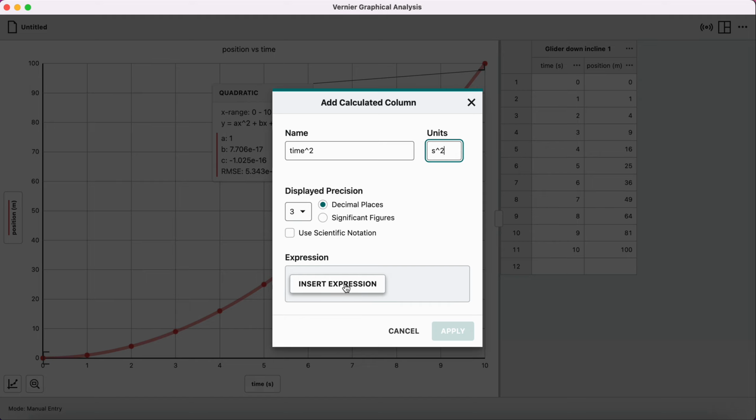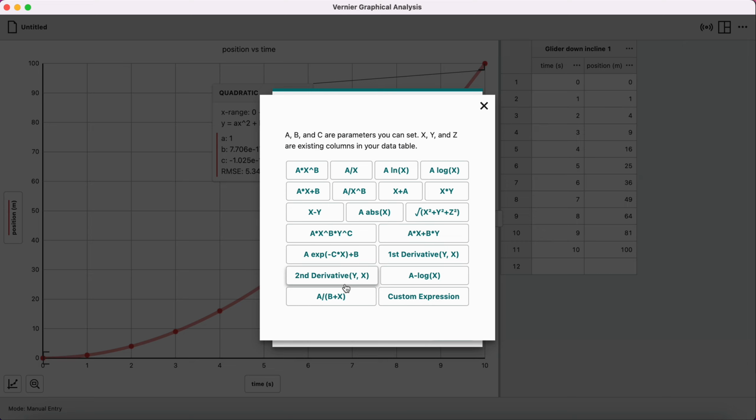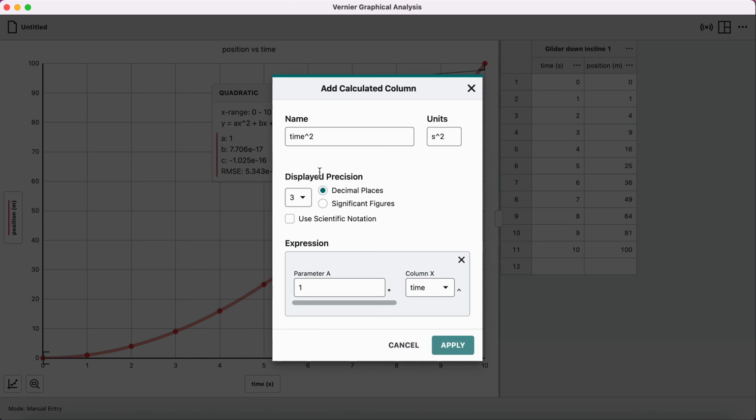Now I want to insert the math expression I'm going to use to calculate this. I'm going to look at all of the different math options I have, and I want to raise something to an exponent. A and b are constant values in all of these. Here, a times x to the b means I can put a coefficient in front of my data, and I can raise it to some exponent. X is data that I can insert here. So I want a times x to the b. Parameter a, I just want it to be 1. I don't want to multiply by a coefficient. The x, I want to be squaring the time data, and the caret here means I'm going to raise it to the second power. This should square all of my time data.